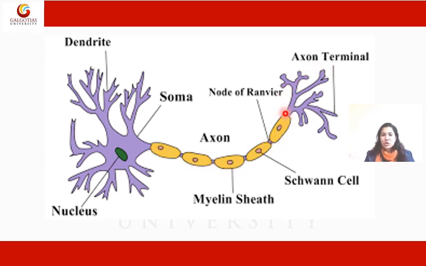Then we have axon terminals. At the end of the axon terminals, they are attached to the dendrites of another neuron. Then they form a synapse. A synapse is the junction of the terminal ends and the dendrites of the two neurons. We have nodes of Ranvier at the gaps of the myelin sheath. This is the way the information or the electrical impulse travels in a nervous system.